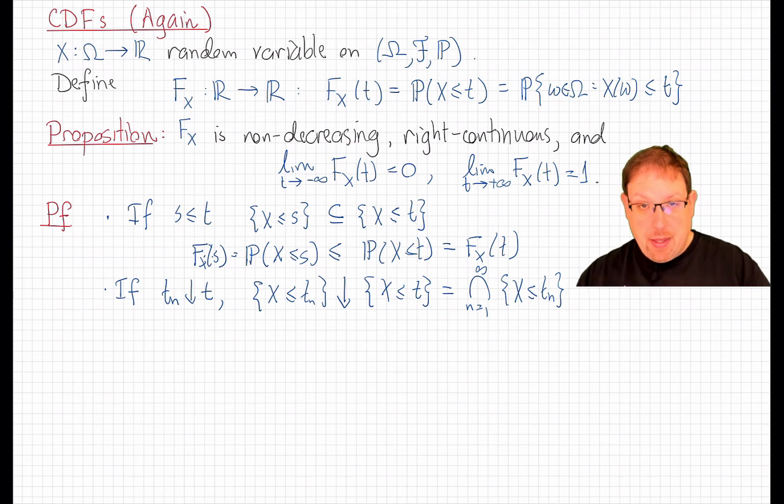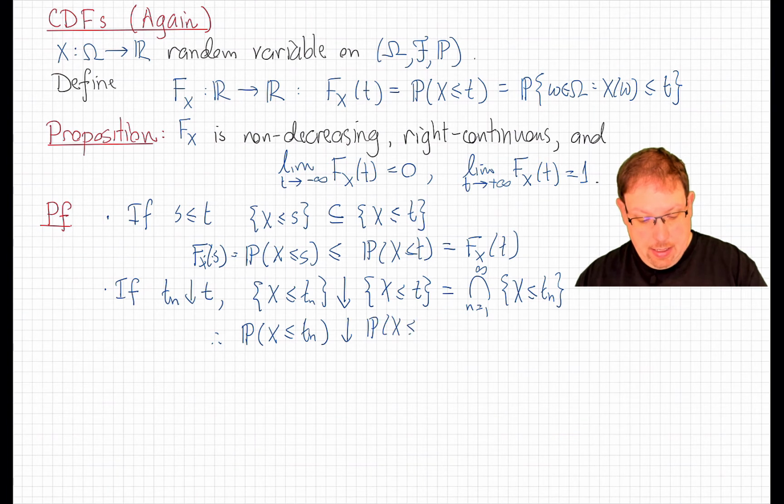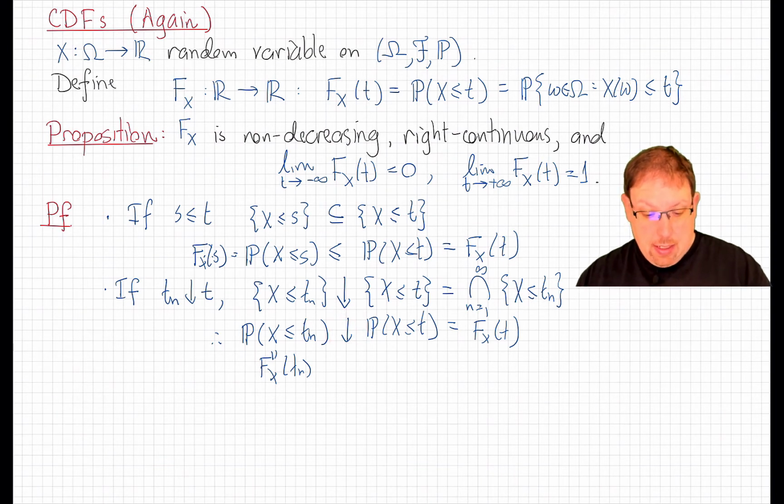Thus, by the continuity of probability measures from the beginning of the last lecture, the probability that X is less than or equal to T_n decreases to the probability that X is less than or equal to t. And since this is F_X of T_n, and this is F_X of t, that limit is exactly the statement, given that this is a decreasing sequence, that F_X is right continuous.